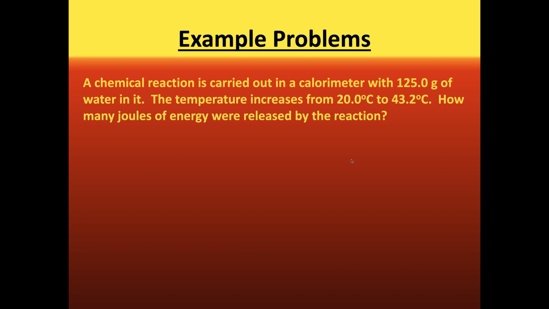Okay, so some example problems. A chemical reaction is carried out in a calorimeter with 125 grams, ooh, that looks like mass, of water. The temperature increases from 20 to 33.2 degrees Celsius. Ooh, that looks like a temperature change. How many joules of energy were released by the reaction?